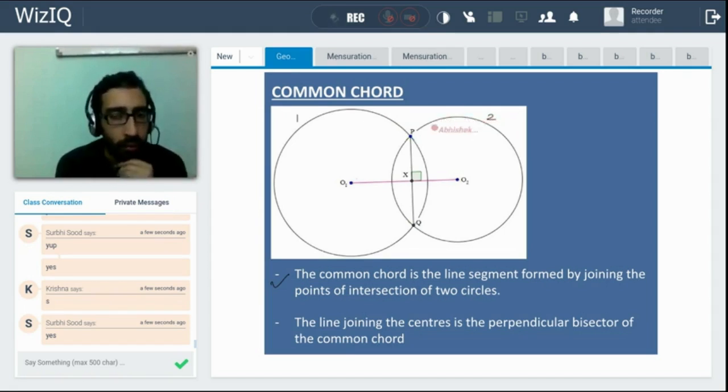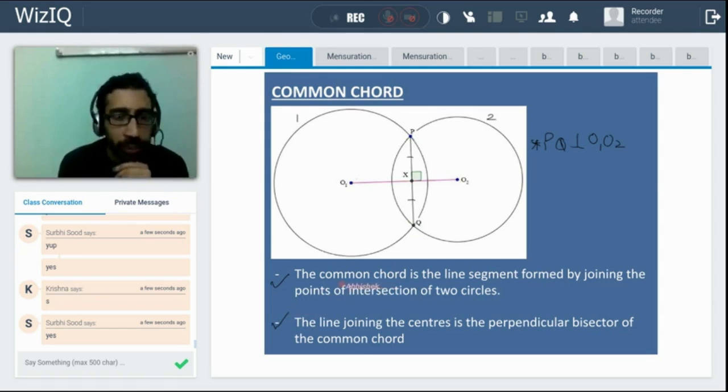Now, what we know about a common chord is that the line O1O2, the line joining the centers, is the perpendicular bisector. It passes through the midpoint of PQ, which means PX is equal to XQ if X is the point of intersection. And this line O1O2 is perpendicular to PQ. O1 is the center of circle 1, O2 the center of circle 2. And of course, O1O2 is a perpendicular bisector.